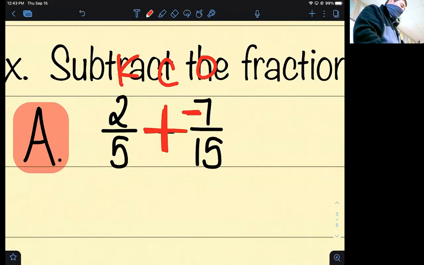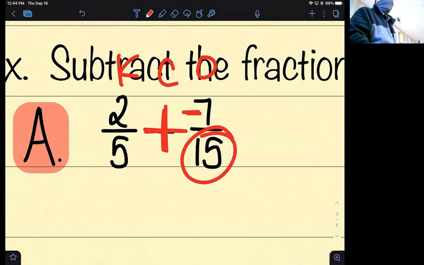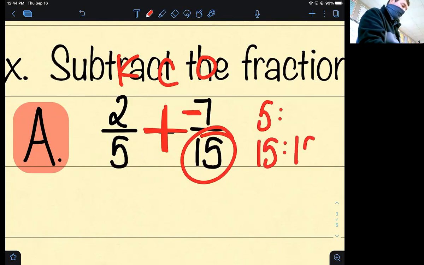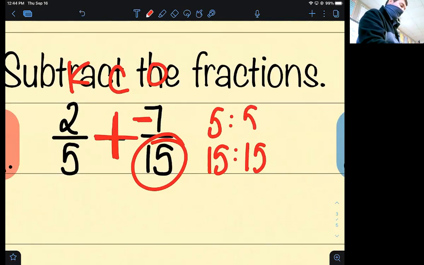I need the first, Elena, the first multiple of 5 that's also a multiple of 15. Well, it can't be smaller than the biggest one I have, which is 15. Just let me ask you, does 5 go into 15? Yes. So I can use 15 as a common denominator then. 15 is the first multiple of 15, and it's the third multiple of 5.